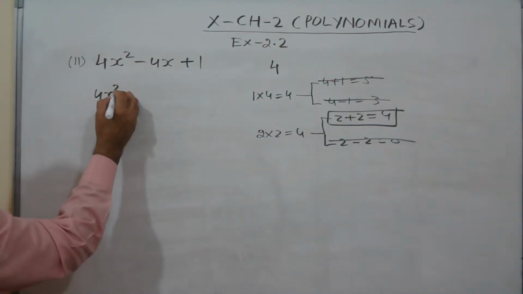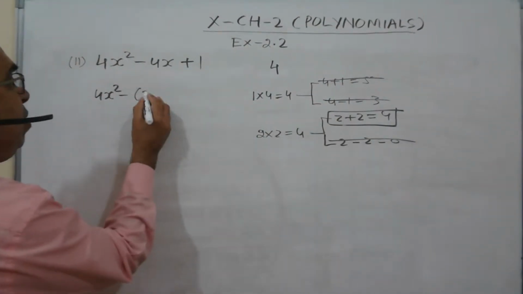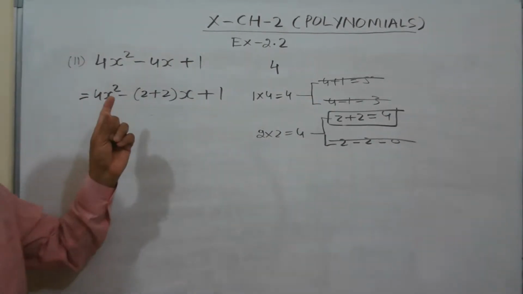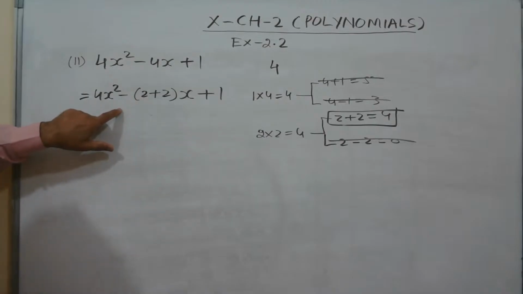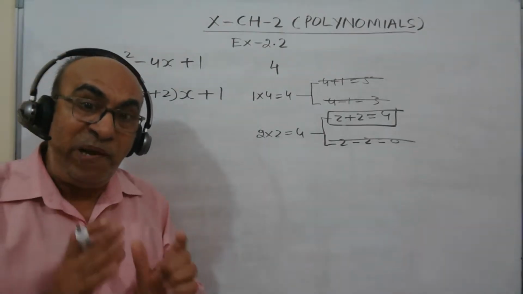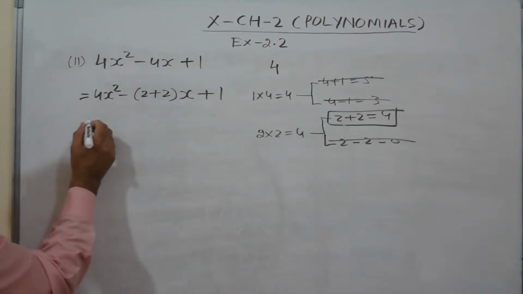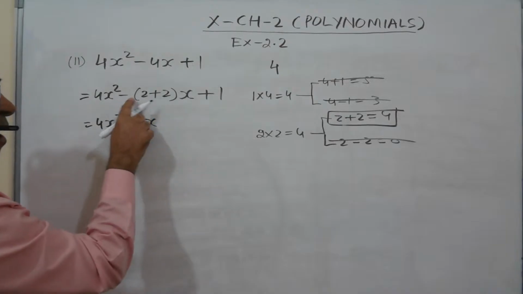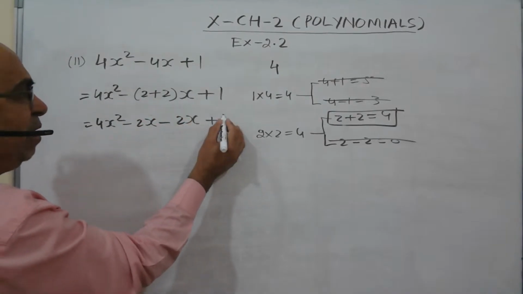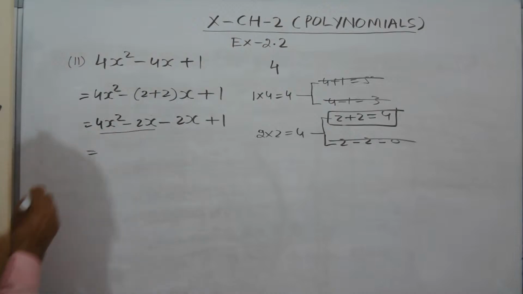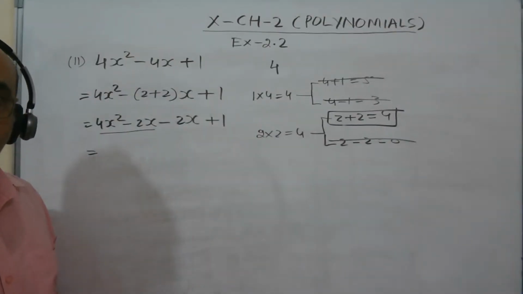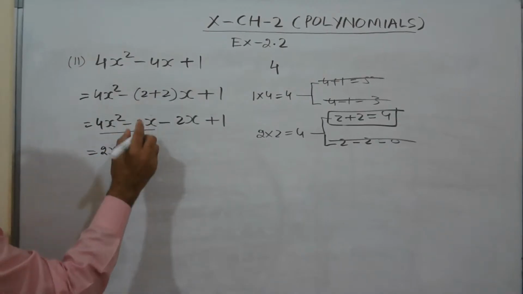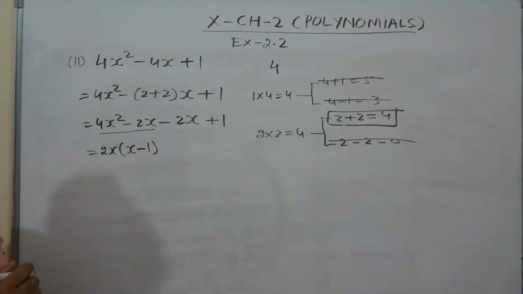Now 4x square, in bracket we will write this 2 plus 2 into x plus 1. Right? And see, here before the bracket there is a minus sign. Then you have to open this bracket very carefully, because sign will change. 4x square minus 2x minus 2x plus 1. What is common between them? Loudly, please. 2x is common. Very good. So from here x and this whole thing is common. We will get 1.